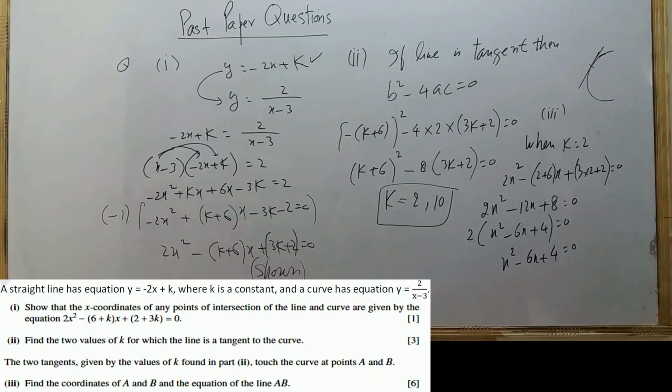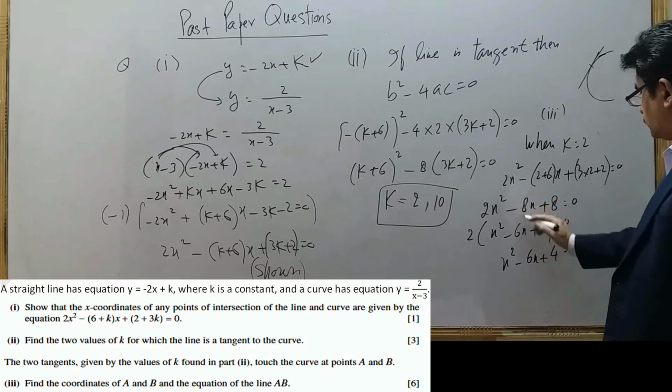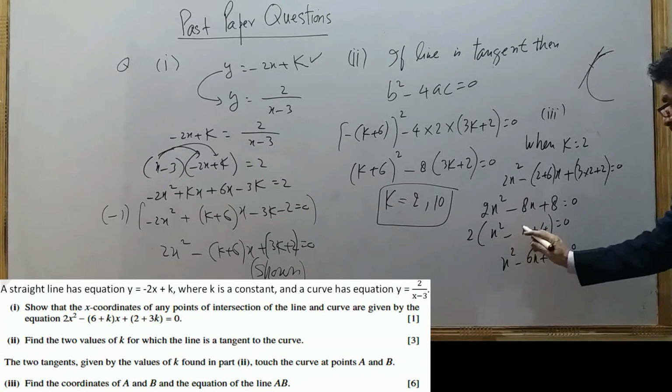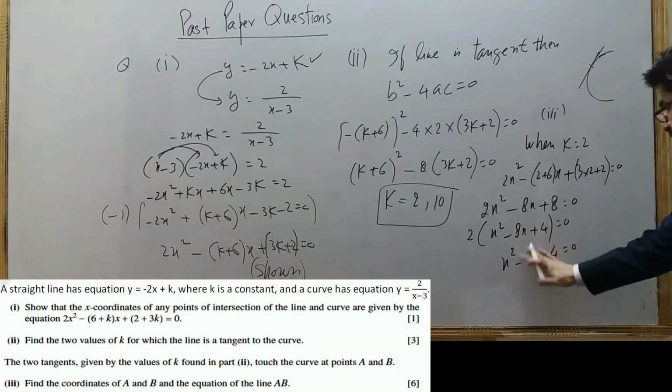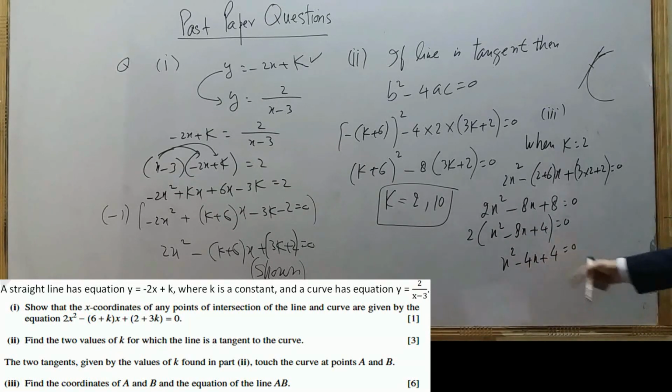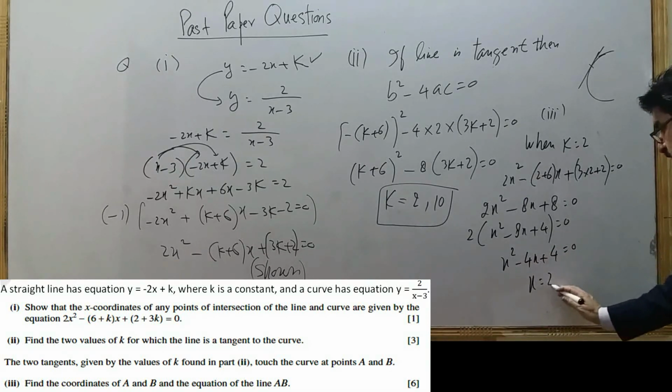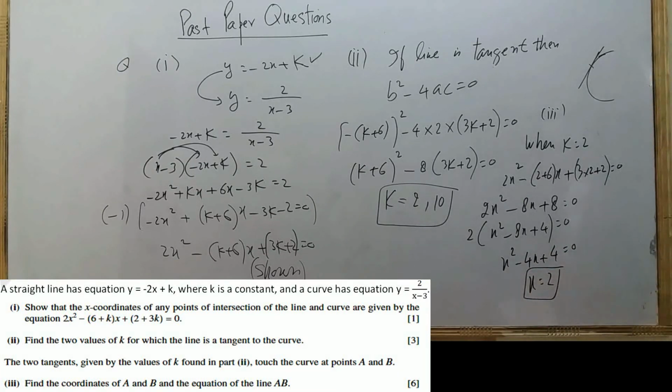So again see that 2x square plus, when k is 2, it is 8x. Sorry, this is 8x, I have made a mistake. This is 8x. Here you have 4x. Now if you solve this equation, you will get x is equal to 2.